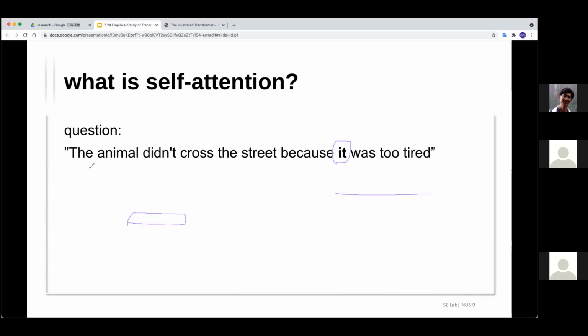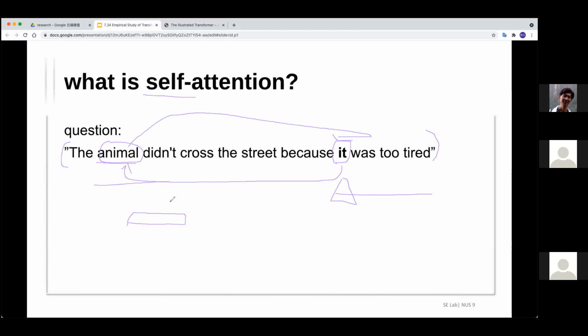Animal. Yeah. So in this question, this word actually represents animal. So this is why we use self-attention. This "self" means that in this sequence, the word animal has much more importance for the token "it". So if you want to explain this embedding, it's much better to consider animal, but not other words.